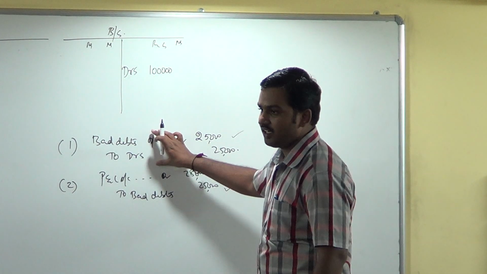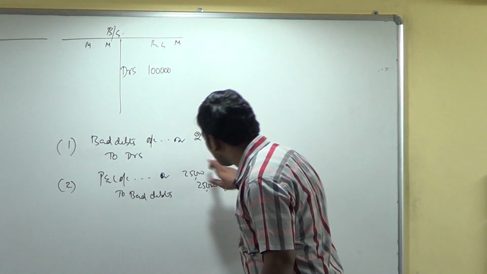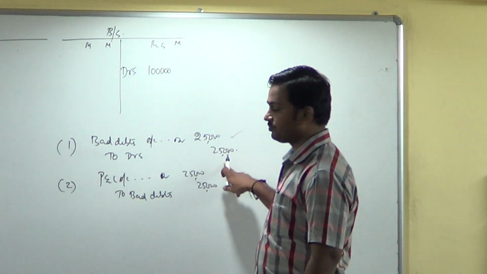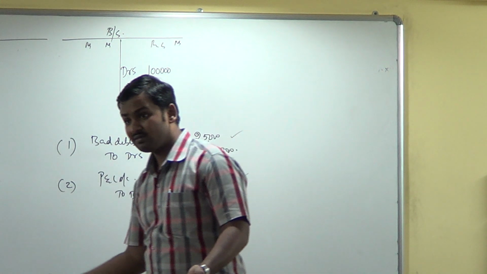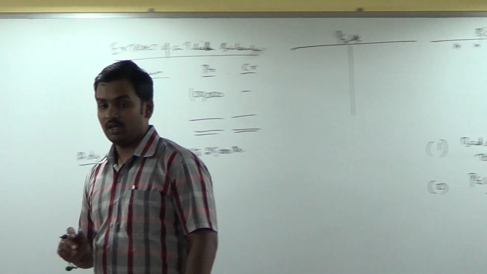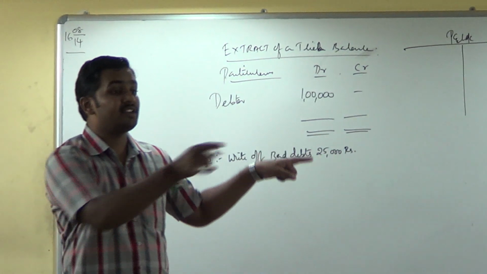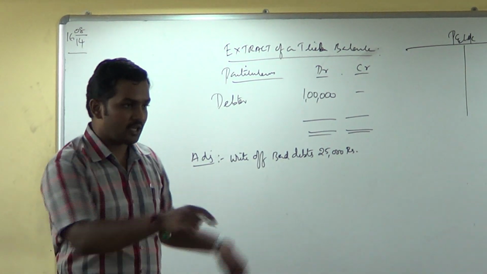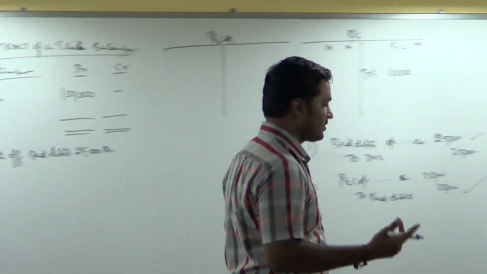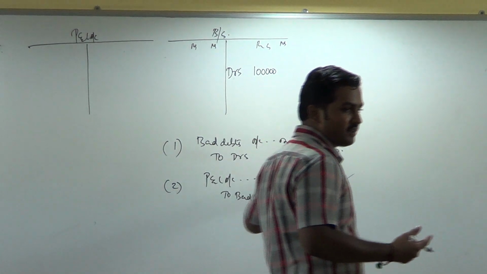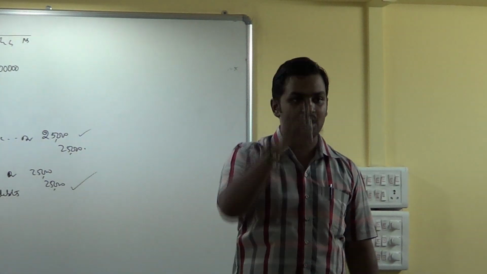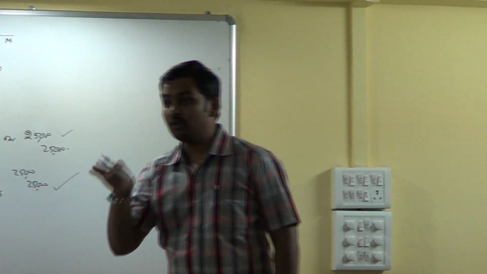So the first entry is now asking you to give a credit to debtors account. How much? 25,000. Now, is the debtors account open for you to give the posting? No. This entry is asking us to credit the debtor account. I'll ask you one question. Debtor account shows what balance? Debit balance. If you give a credit because of this entry in the debtor account, what is going to happen to the balance? It is going to increase or reduce? It is going to reduce.